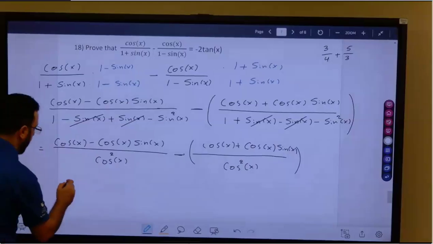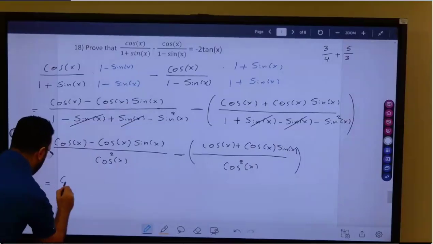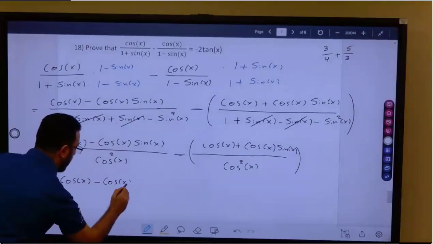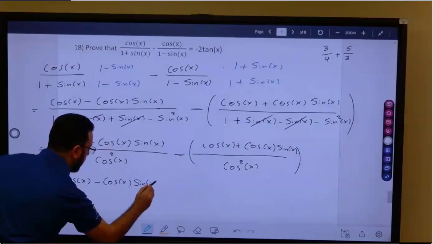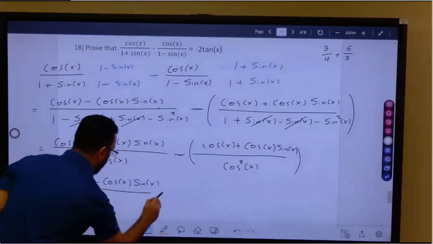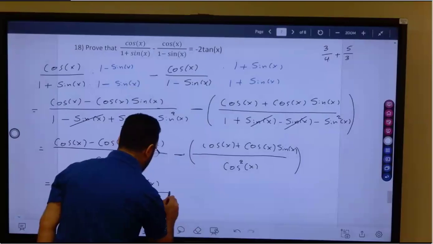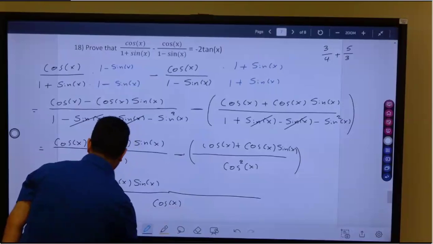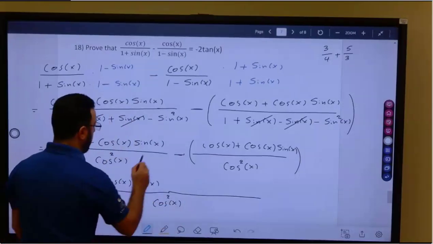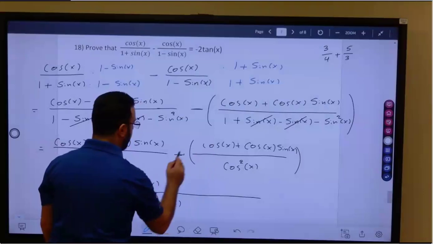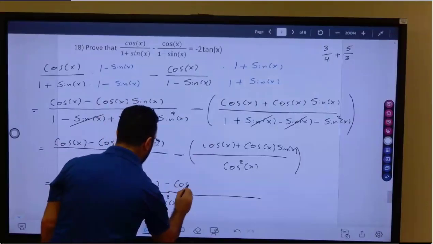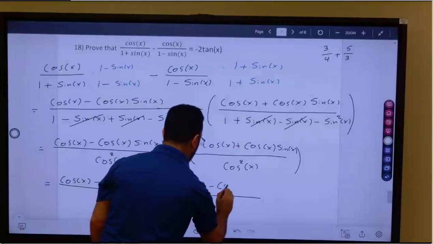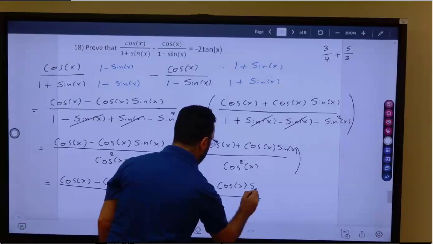So now next step, it's cosine x minus cosine x sine x, everything divided by, because it's the same denominator, so I'm just going to add here, cosine squared of x. Distribute the negative sign: negative times cosine x, so it'll be minus cosine x, and negative times positive, minus cosine x sine x.